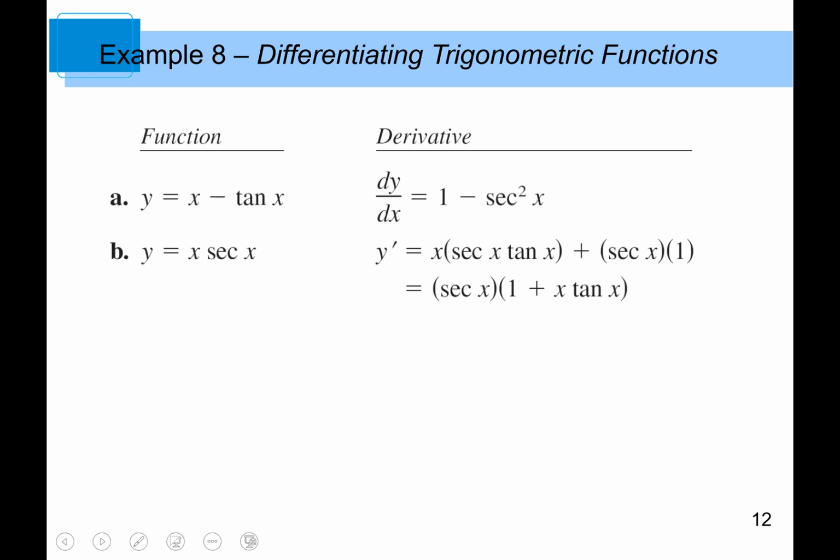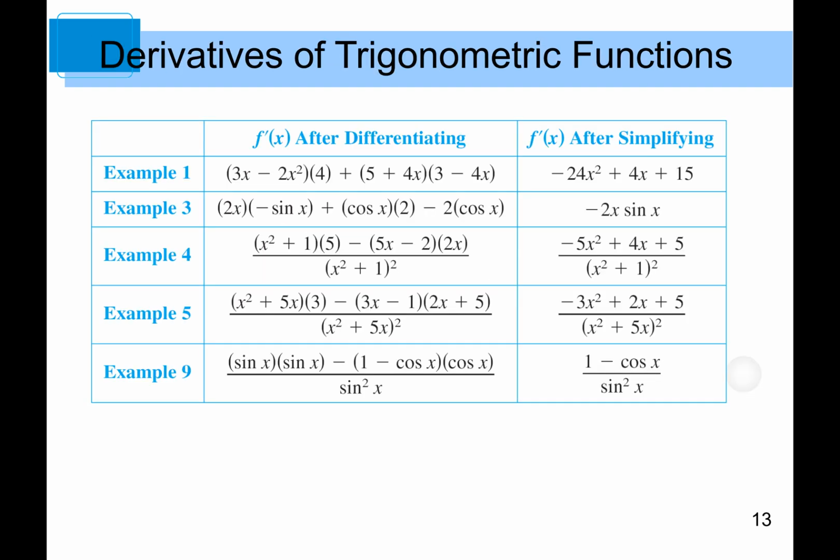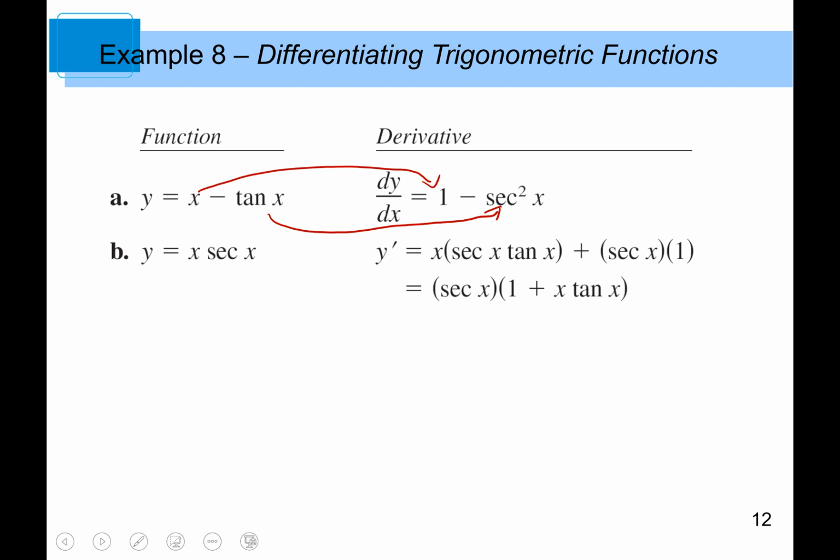So let's see. For A, we've got y equals x minus tangent x. The derivative of x becomes 1, and the derivative of tangent x becomes secant x squared. So the derivative dy over dx equals 1 minus secant x squared. Now actually, we can simplify this a little bit if you want. Factor out a negative, and it becomes negative of secant x squared minus 1, which becomes negative tangent x squared. If you want to simplify into a single trigonometric identity, you can do that.